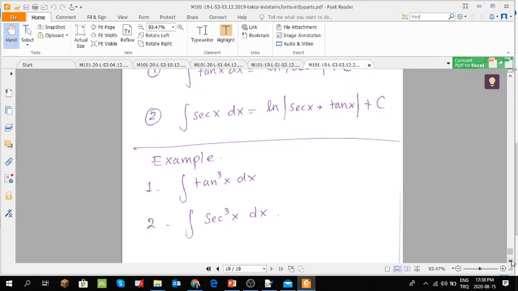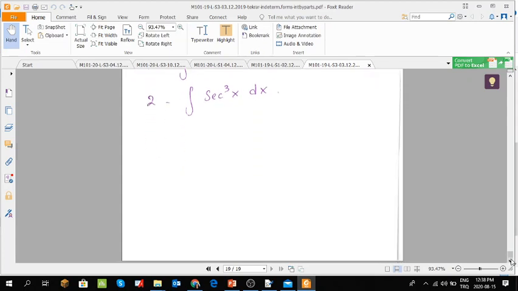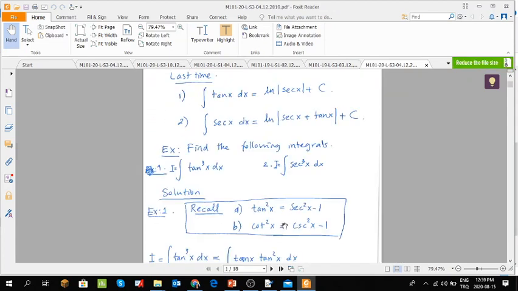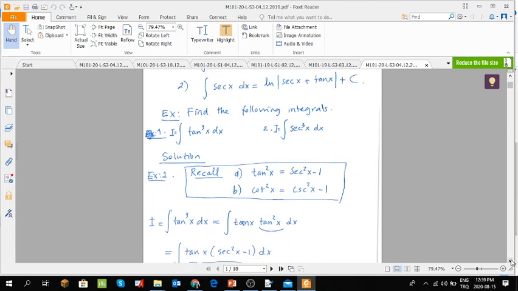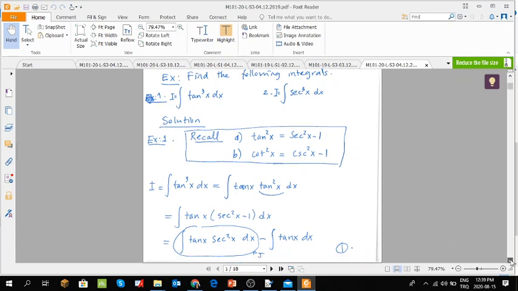Now I want to do two examples. What is the integral of tangent cubed x dx, and what is the integral of secant cubed x dx? We want to do these two. Okay, so these are given facts, and we want to find the following integrals, and we should recall that tan squared x is equal to secant squared x minus 1, cotangent squared x is equal to cosecant squared x minus 1.